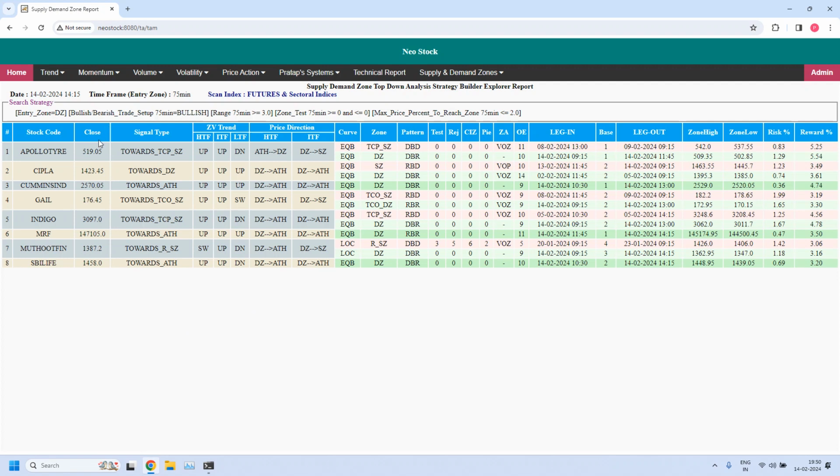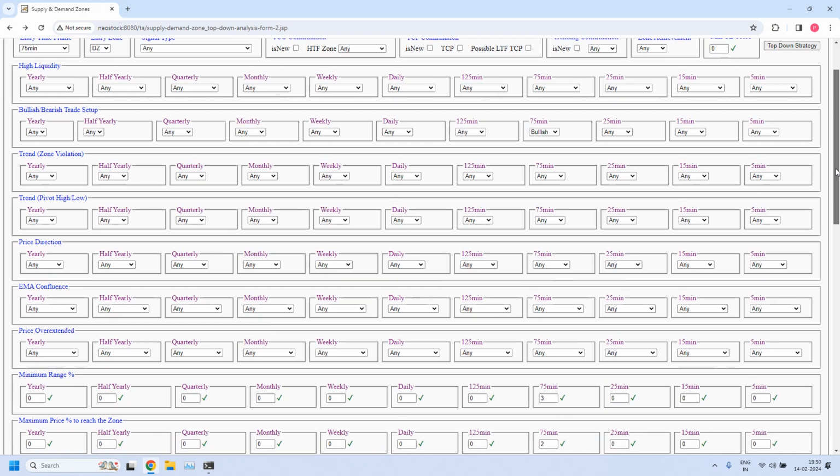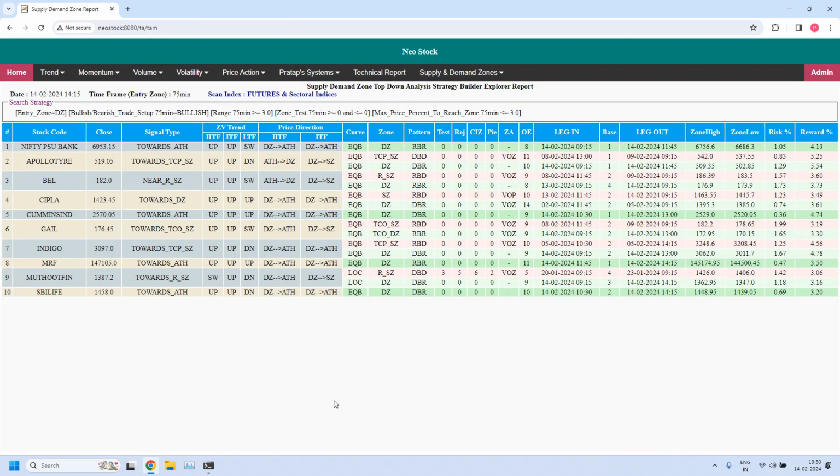Okay, now let us see the last report in this bullish trade setup within 3% level. Maximum price percent to reach the zone at 75 minutes within 3%. Let us see. So these 10 stocks are filtered. I think earlier 16 stocks were filtered, right? The complete list. Now a total of 10 stocks are within 3% level. So this is about bullish trade setup for weekly income trade.